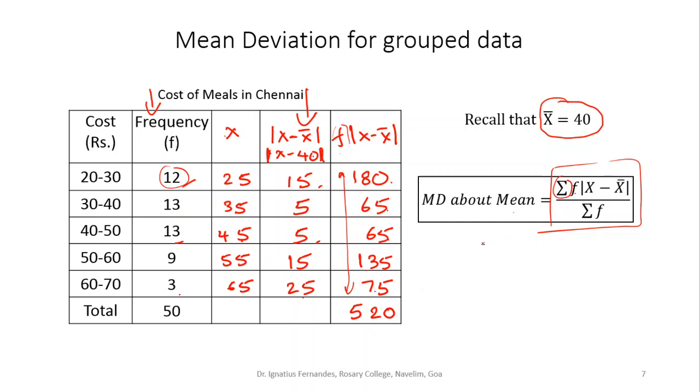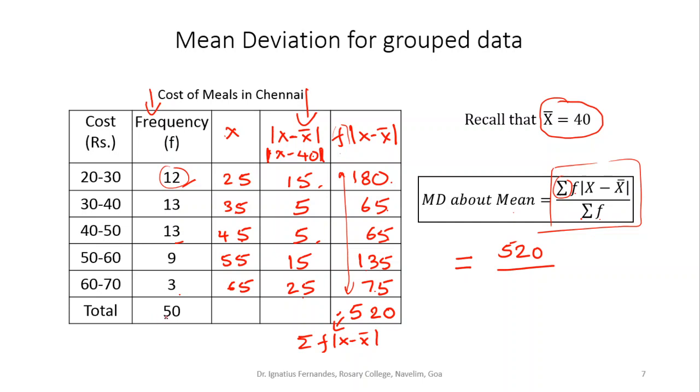So once I find this, I have to just substitute in the formula. The numerator, the summation of f into modulus of x minus x bar, which we have found out here, is 520. So this numerator is 520.